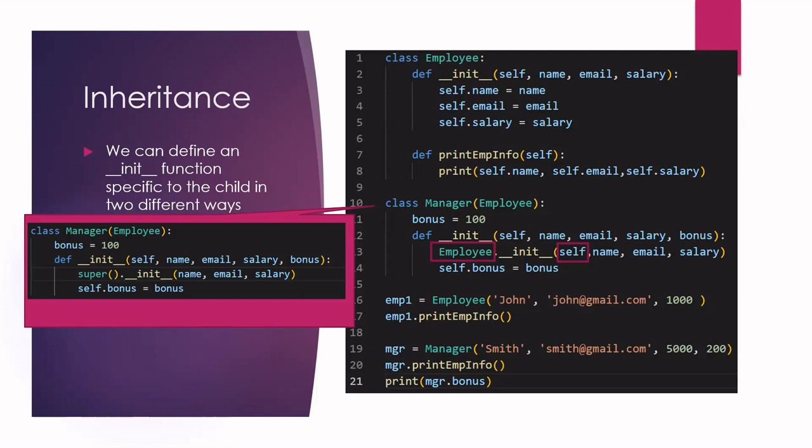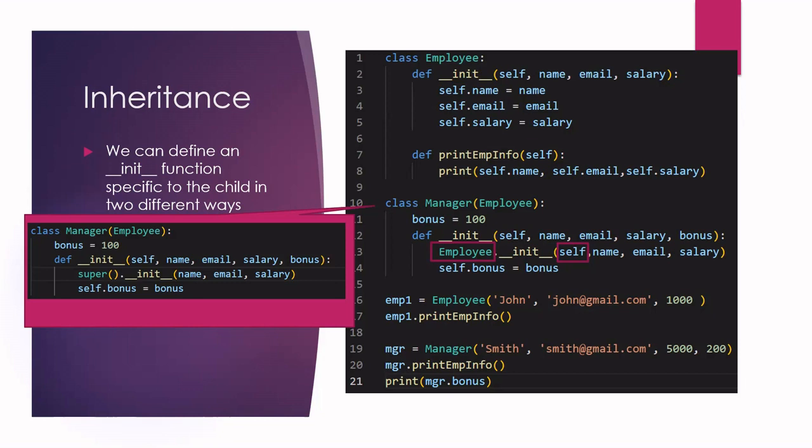Wait, what happens if you just put self? Then the self will go to the name, the name will go to the email, the email will go to the salary. So you're shifting it. Because automatically when they call it, they send the self first and then you take the parameter next.